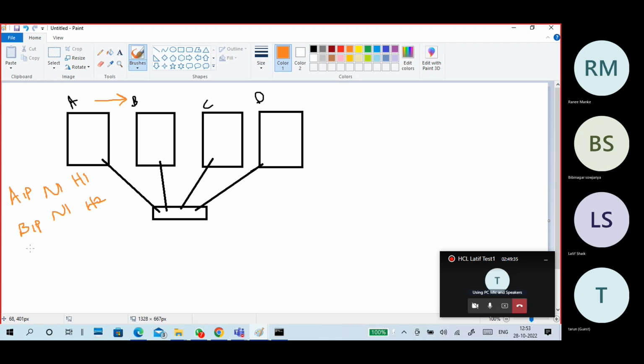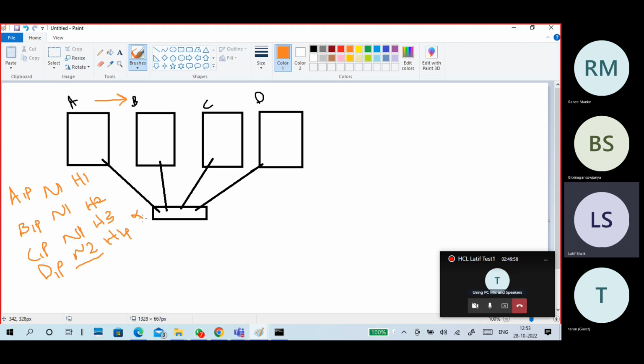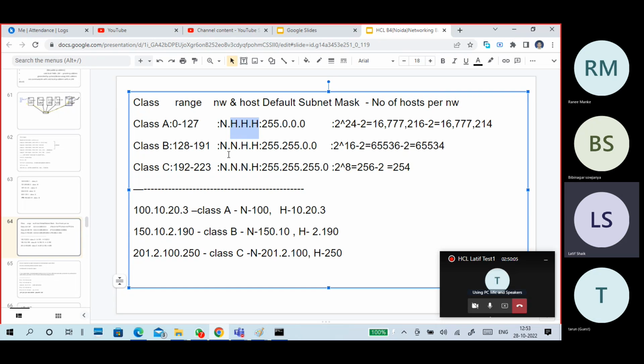Same goes for C. If C wants to communicate, its network portion is N1 and its host portion is H3. Yes, A, B, C will communicate. For example, if I have a D PC whose network portion is different and host portion is something else, then it won't communicate. So it is compulsory to understand the network and host portion.